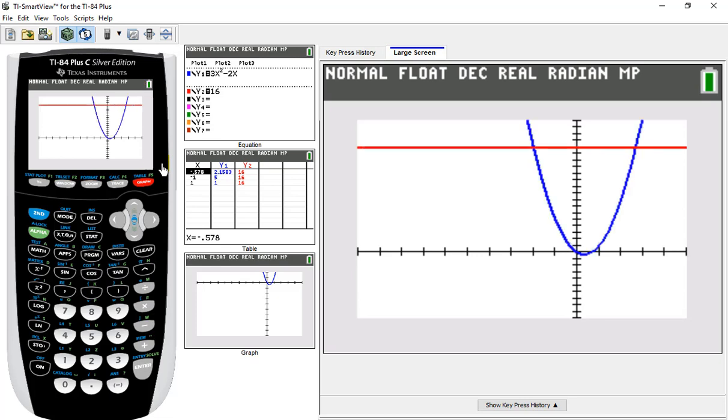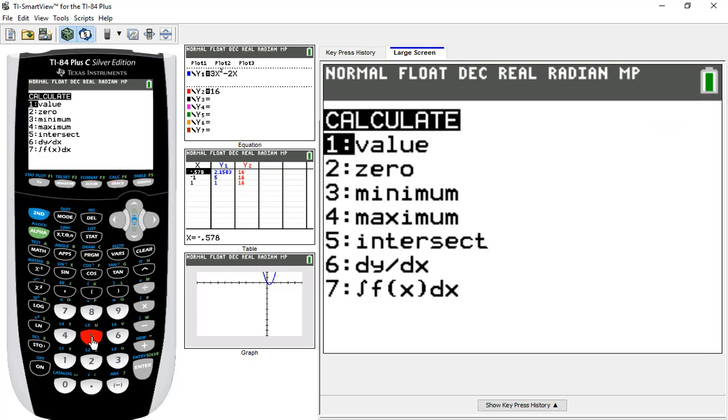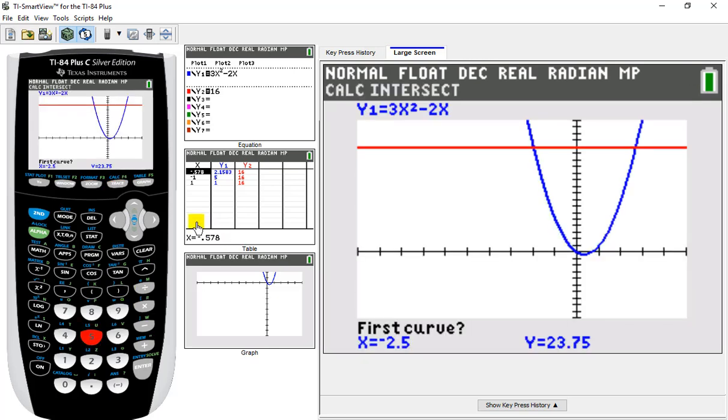Now you can see that it intersects the parabola twice, but the left-hand one is somewhere over around -2, so that's not in my interval from 1 to 4. They're asking where it is in the interval. That's the right-hand side here. So we're going to find that. We'll go to second, calculate. We're going to calculate the intersection, number 5. And so we need to get up to our graph there.